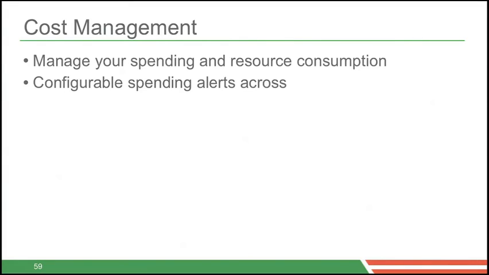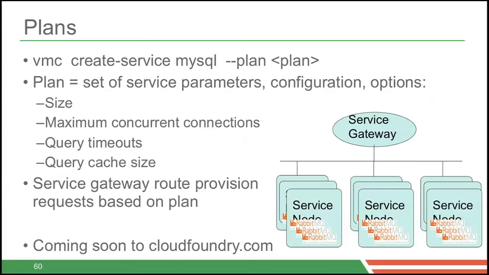Then you also have cost management, so you can manage your spending and resource consumption. You can say, all right, this is all I can budget for a particular month or particular year. And you can configure your alerting, saying if I reach 90% of the threshold, then do the following things.